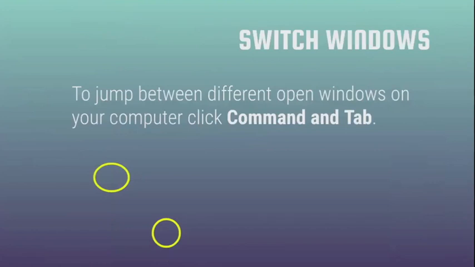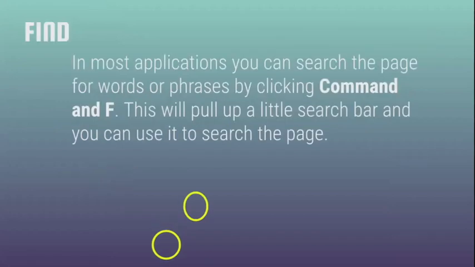Switch windows. To jump between different open windows on your computer, click Command and Tab. Find. In most applications, you can search the page for words or phrases by clicking Command and F. This will pull up a little search bar and you can use it to search the page.